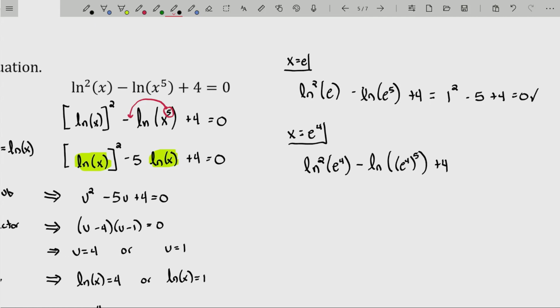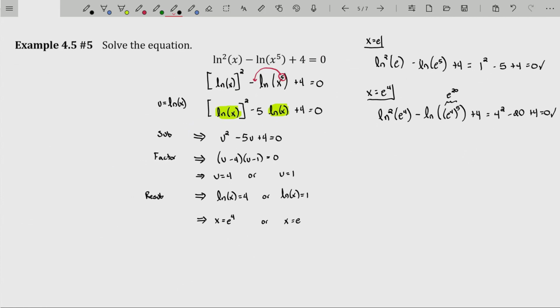And let's see, the natural log of e to the 4th is 4. And we're going to be squaring that. Minus, remember, powers to powers multiply, so this is actually e to the 20th. Natural log of e to the 20th is 20. And then plus 4. 4 squared is 16, minus 20 is negative 4, plus 4 is definitely 0. That works out. So both answers are fine.